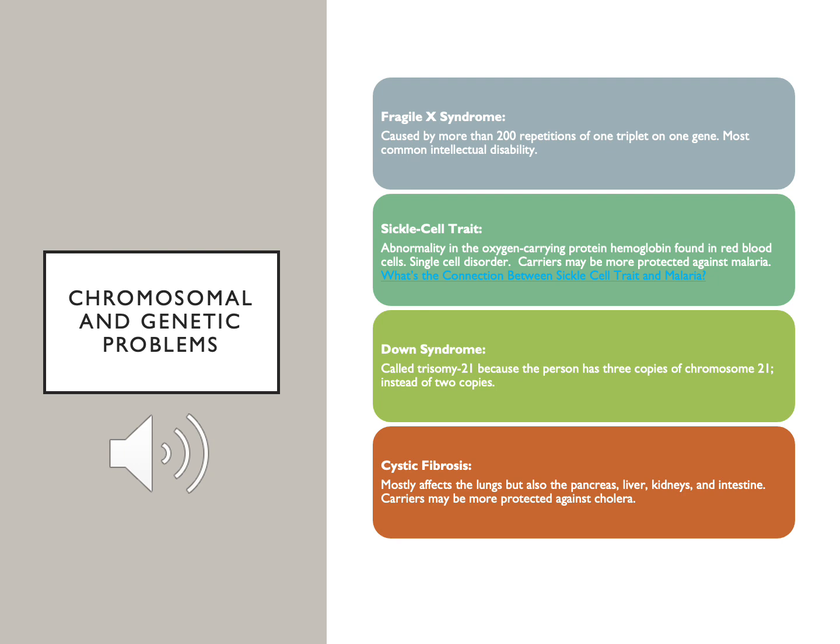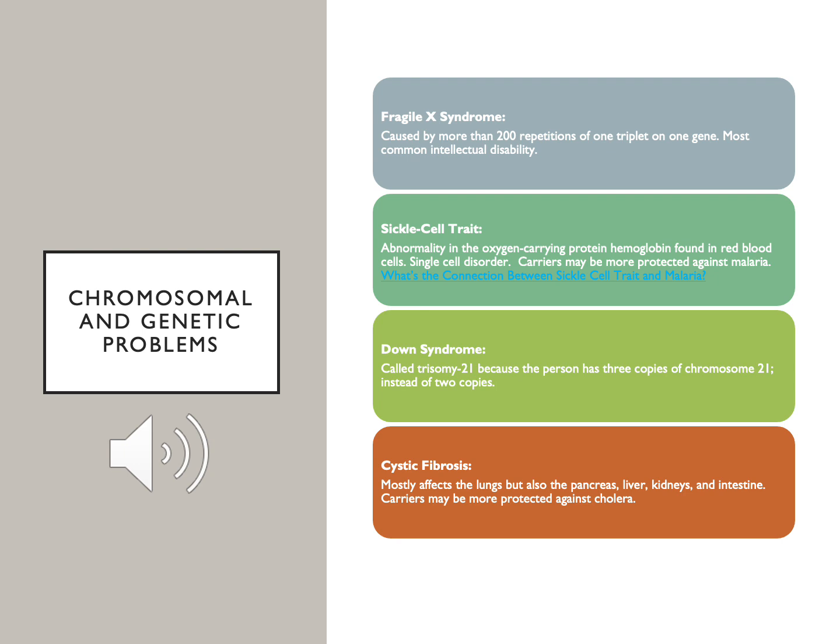And we also see that there are some recessive disorders. And so we're going to talk about Fragile X syndrome, sickle cell trait, Down syndrome, and cystic fibrosis. And so we see with our Fragile X syndrome, so FXS.